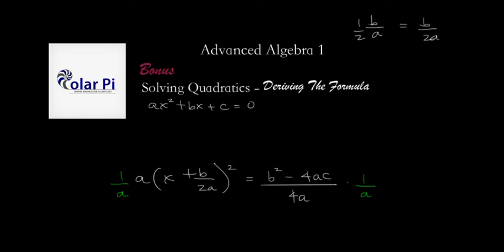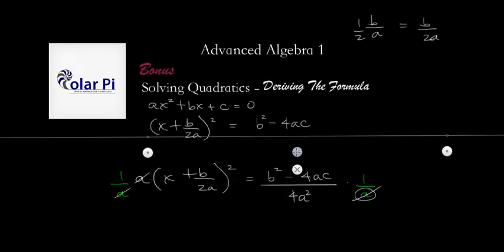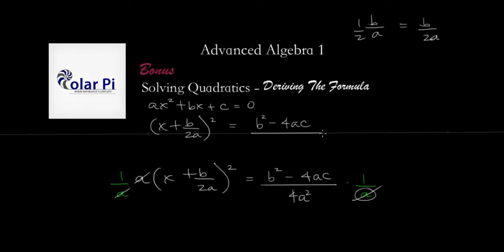Now multiplying by 1 over a, what that did is boom, boom, right? And then this a and this a here make an a squared right here. So I'm going to cross this out. On the left side, we just have x plus b over 2a all squared. And then on the right side, we have b squared minus 4ac, all of this divided by 4a squared, right? Okay, cool, got it.